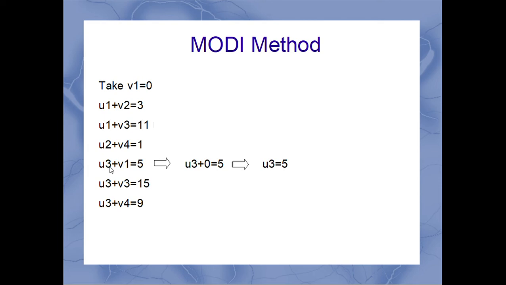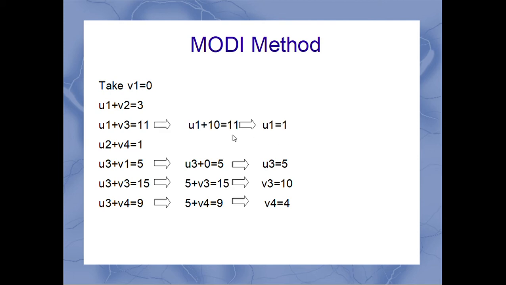Using these equations and v1 equals 0, we will get the values of the u's and v's. Okay, so here we are having v1, so substituting v1 we will get u3 equals 5. Using the u3 value we will get v3 equals 10 and v4 equals 4. Using u3, v3 and v4 we will get u1 equals 1, v2 equals 2, and u2 equals minus 3.